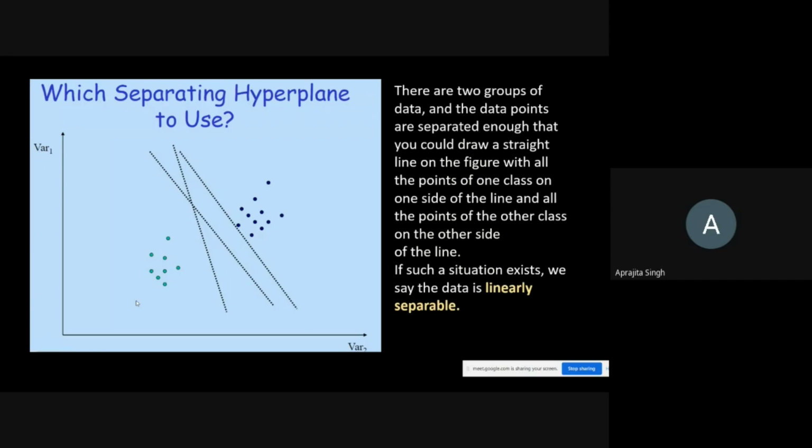Which separating hyperplane to use in this kind of a case? There you have some data which is linearly separable. मतलब इस तरह से डेटा है, कुछ इस तरह से अगर मिक्स होता डेटा तो आप लीनियरली सेपरेबल तो नहीं होता ना वो. So we'll see an example. How do you separate these two? There are two groups of data and the data points are separate enough that you could draw a straight line on the figure with all the points of one class on one side of the line and all the points of the other class on the other side of the line. If such a situation exists, we say that data is linearly separable.